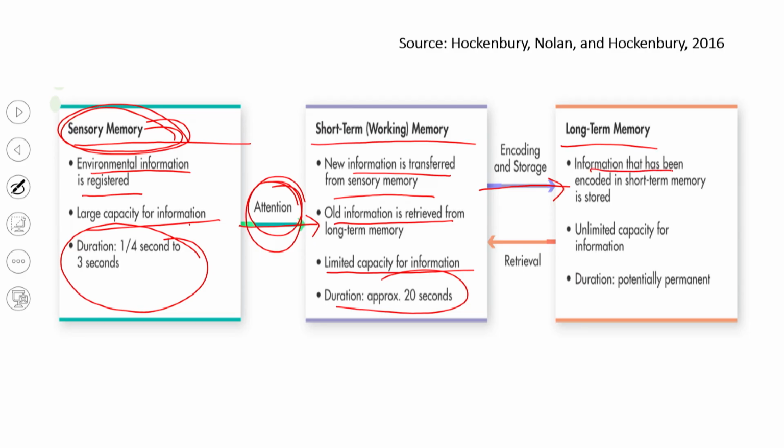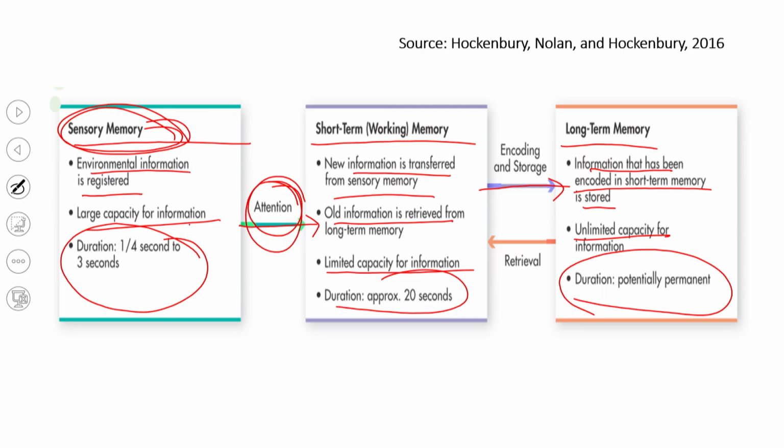Now, that information that has been encoded in short term memory is stored. If you have processed the information, rehearsed it properly, then this information will go to long term memory, where it has unlimited capacity and potential for permanent storage. So, if you have processed information properly, you will remember it for probably the rest of your life, that is a probability.